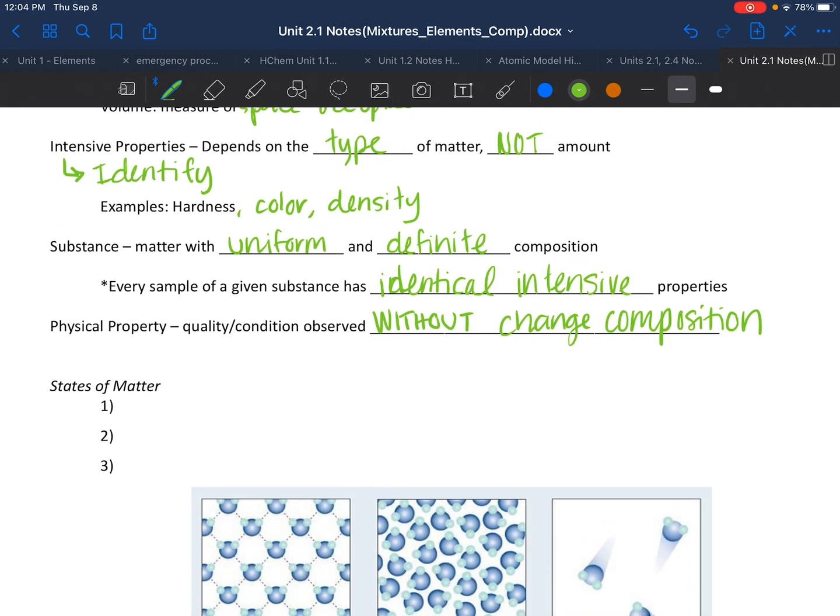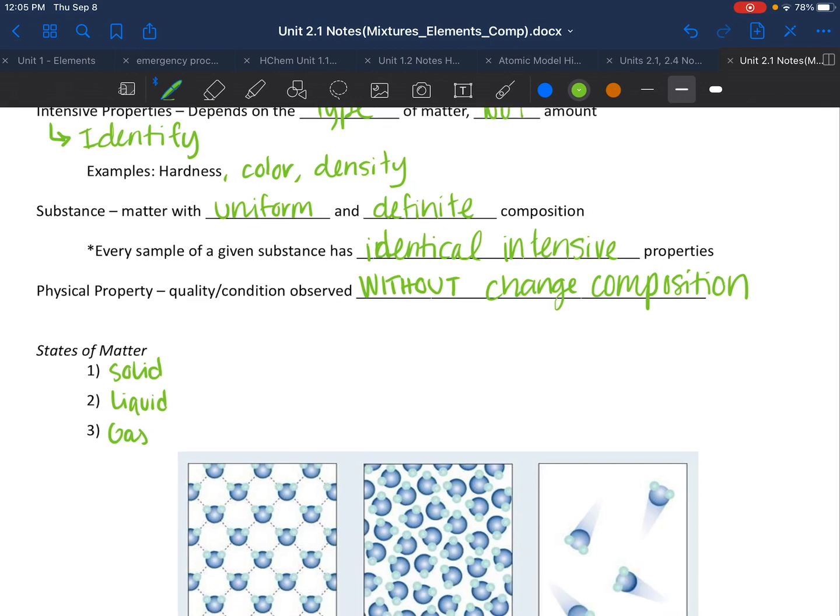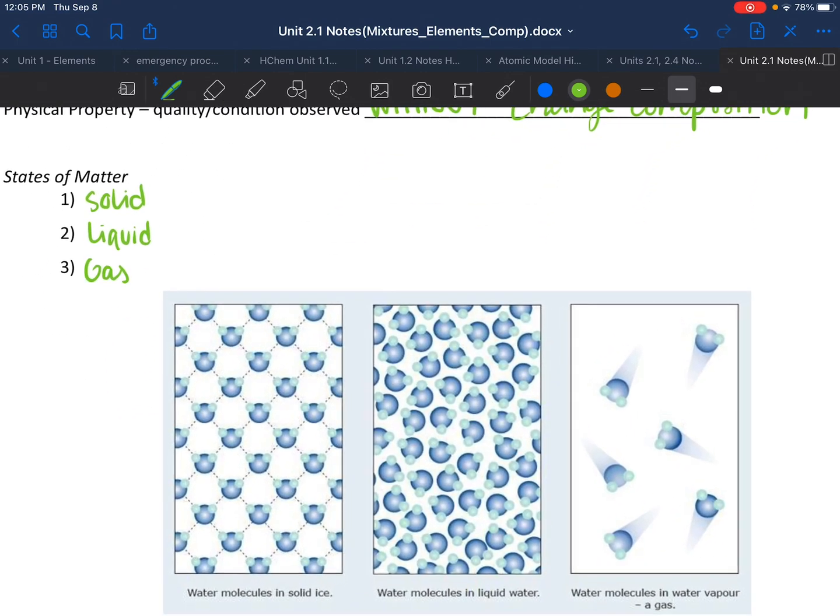So as a quick review of states of matter, our three states we look at are solid, liquid, and gas. Below I have some pictures here depicting those three states of matter. Solids are definite in shape, meaning their shape is not going to change. So you could think of a desk. It's not going to change shape no matter if you tip it upside down or not. And the volume's not going to change. So definite shape and volume.